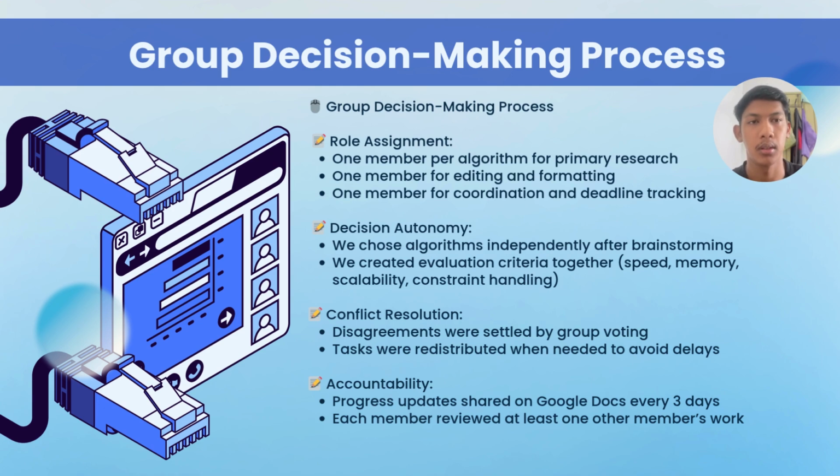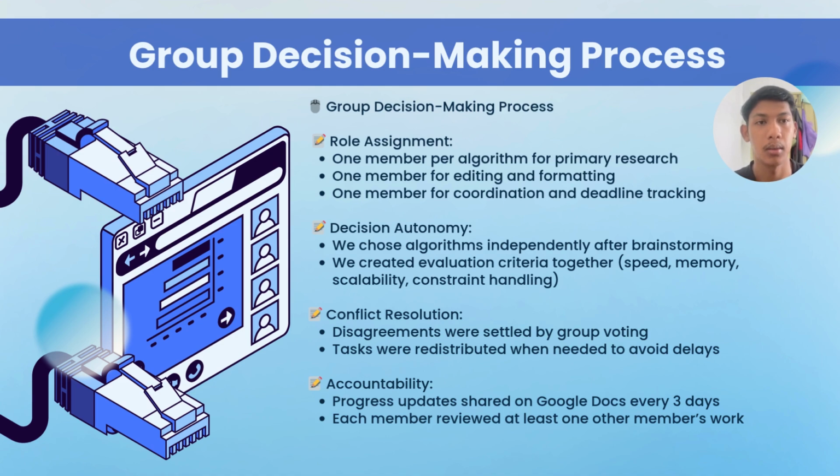For the third, conflict resolution. Disagreements were settled by group voting. If we didn't agree on something, we solved it by voting, where the majority wins. Tasks were redistributed when needed to avoid delays. If someone was busy or had a problem, others helped or took over their tasks so the work wasn't late.